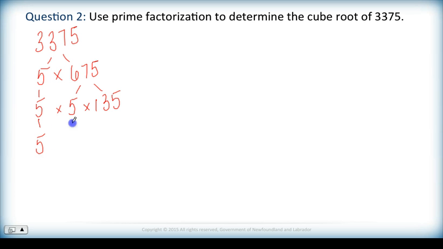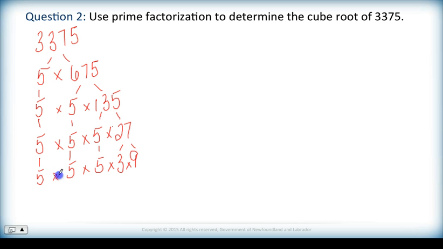Next, we'll continue on. 5 is already prime. 135 is not prime. Again, we can continue with the 5 since it does end in 5, using our divisibility rules. 5 times 27 gives us 135. We're going to branch off here again. We can bring down our 5s. For 27, we have to use 3 and 9. Everything is being multiplied in the level.